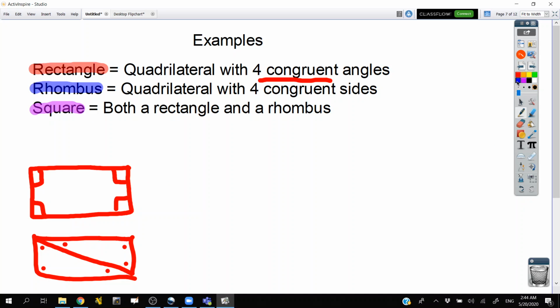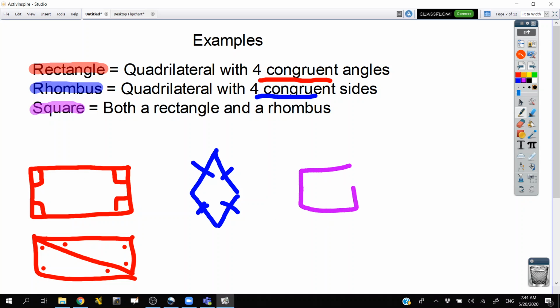A rhombus has four congruent sides. So if I draw any given side length, it has to have all the sides be equal to that. They end up looking diamondish. And I'm just marking them like that to say all four sides are congruent. And then the square has to have both of those properties. So I have to have all the angles be 90 degrees and all sides congruent. And we all know what squares look like. They are rhombuses, but they are also rectangles.